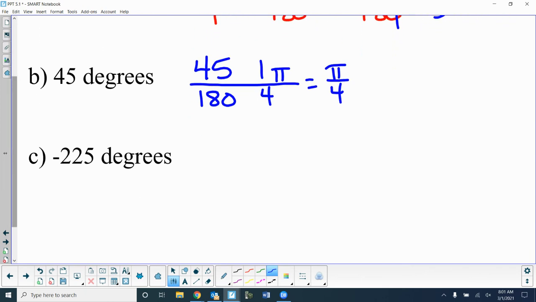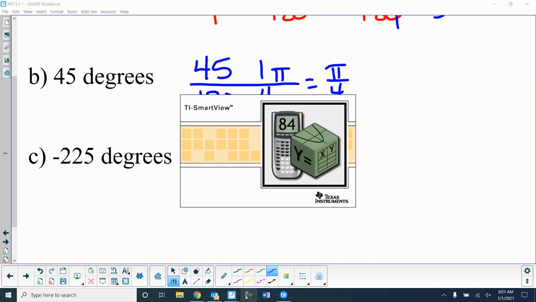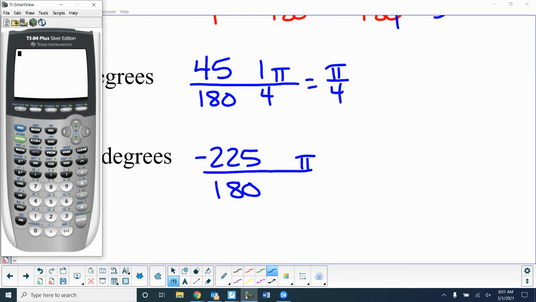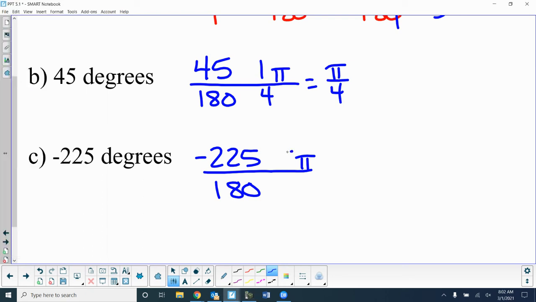For C, just use negative. It's okay. You're just going the other way. And it's going to be pi. Right? So here's what I do on my calculator, my graphing one. I go 225 divided by 180. And then I hit math and enter twice. So it's 5 pi over 4.